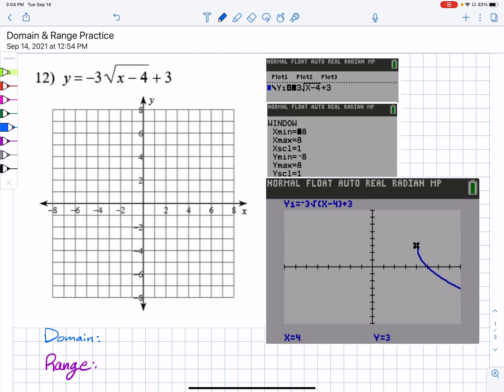Okay, we're going to look at number 12 here. Our goal is to find the domain and range and use appropriate notation to communicate that. First, we're going to take a look. This is a square root function. So square root functions are a little bit unique in that they have kind of a sharp edge or a starting point where they don't go any further in that direction.